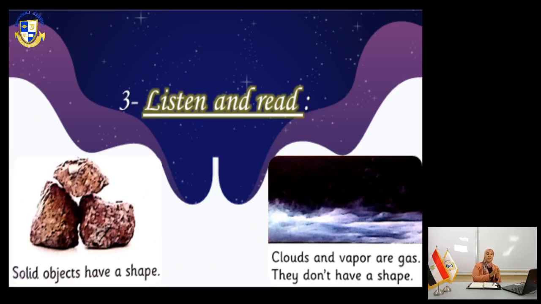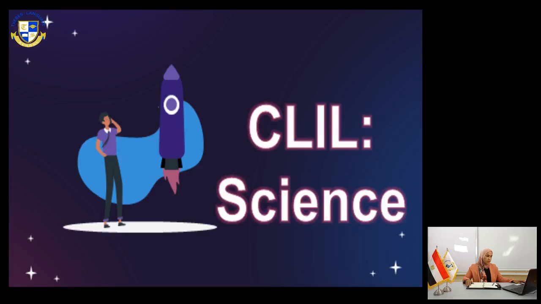But the clouds and the vapors that we talked about before are made of gas. They don't have a shape. So we understand from this that solids have a shape, and gases don't have a shape. Science.